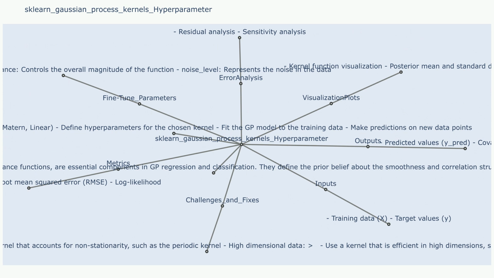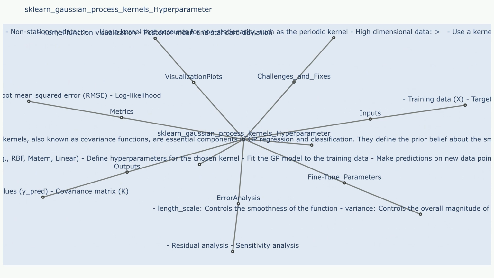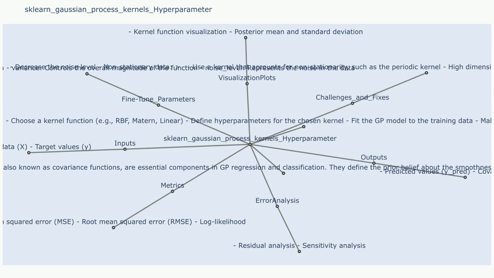The length scale parameter controls the smoothness of the kernel function. A smaller length scale results in a more wiggly function, while a larger length scale results in a smoother function. The signal variance parameter controls the amplitude of the kernel function. A larger signal variance results in a larger amplitude, while a smaller signal variance results in a smaller amplitude.